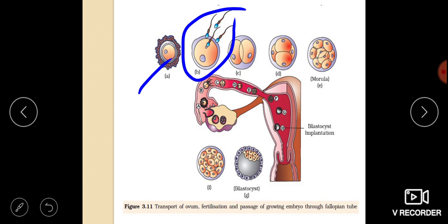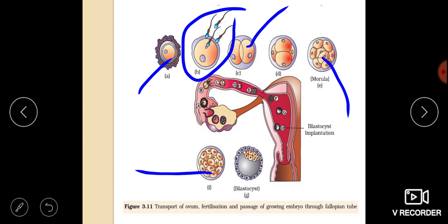The zygote divides by mitosis and forms two cells here. We call them blastomeres. These blastomeres now divide, redivide, and attain the 8 to 16 cell stage here. This one, we call it the morula. This morula later on trickles down.